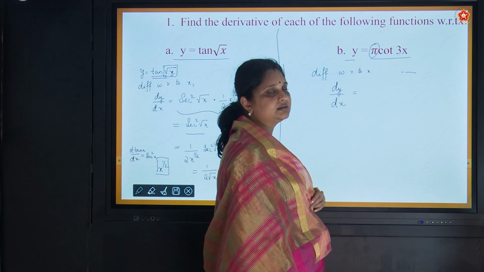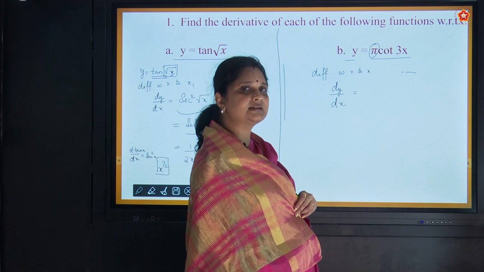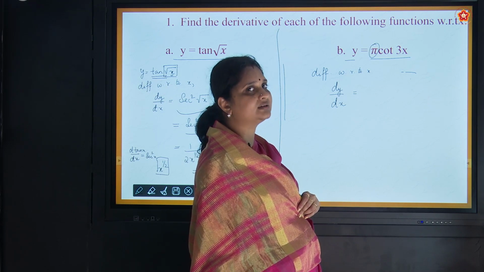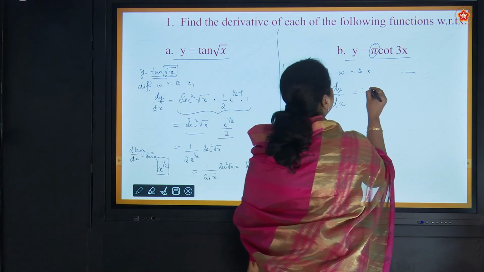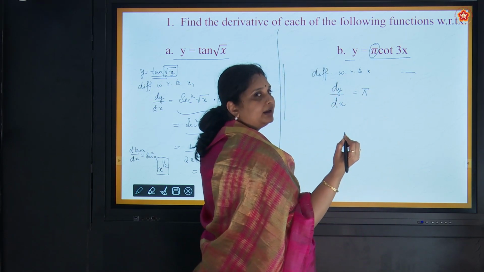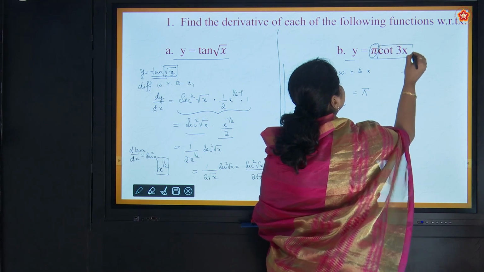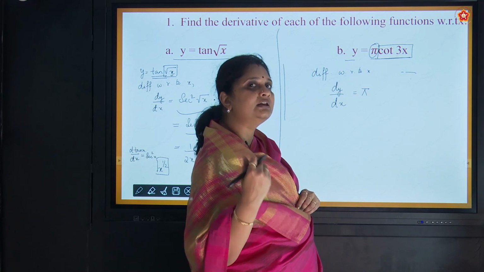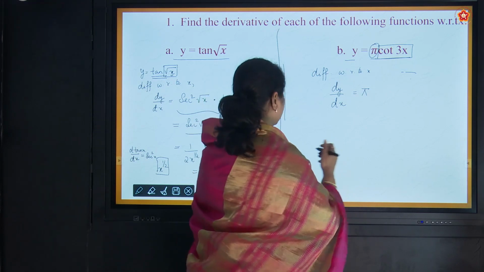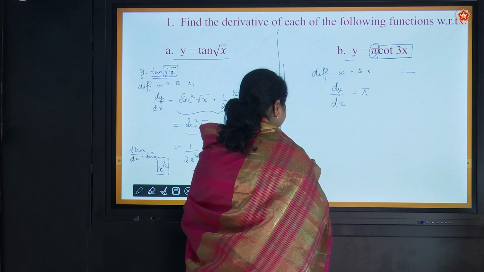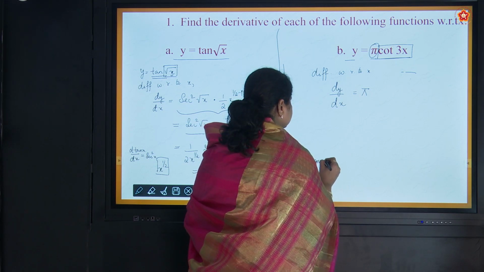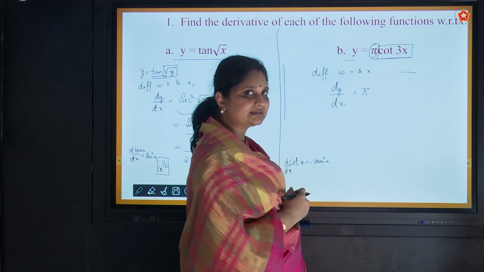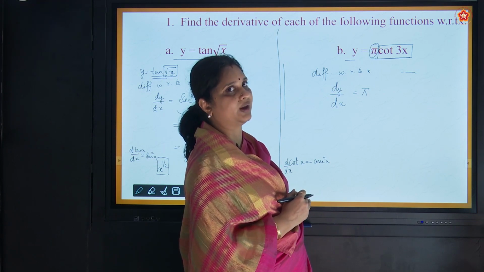We all know that when a constant coefficient is there, it remains as it is, and only the variable function attached to it is differentiated. So pi remains just like pi. And now I'm just supposed to differentiate cot 3x. So what do I get when I differentiate cot x? When I differentiate cot x with respect to x, I get minus cosecant square x.